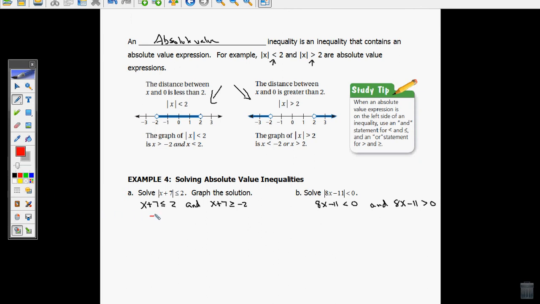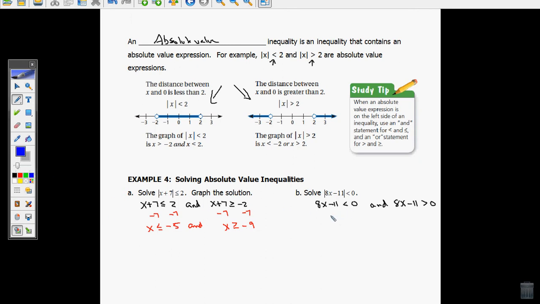This is going to be minus 7 and minus 7, which gets me x is less than or equal to negative 5. And over here, minus 7 and minus 7, which gets me x is greater than or equal to negative 9. Beautiful. Now let's solve the other one.